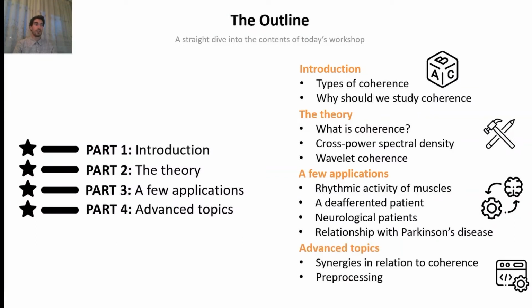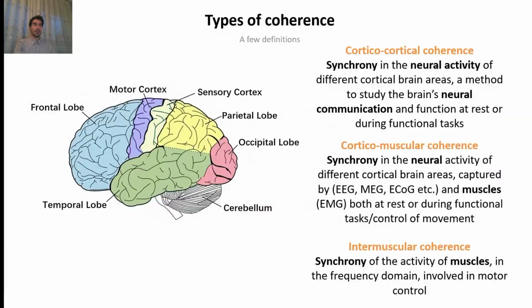I've collected also some advanced topics, or I might say open-ended questions in literature, which means can we use synergies in relation to coherence, and can we find also the best way to process EMG and EEG for extracting cortico-muscular coherence. These are still open questions, so I put them in part 4. Now, let's start with the introduction.